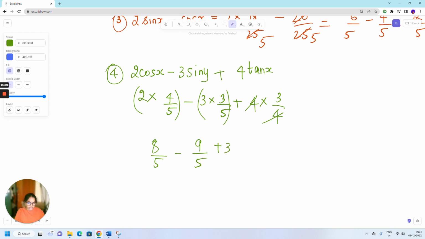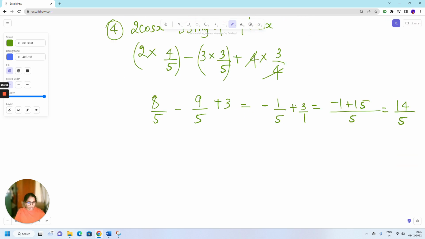Here the denominator is same, so let me directly write it as minus 1 divided by 5 plus 3. So this would be equal to, the LCM is 5. Let me cross multiply. I'll get minus 1 plus 5 3s are 15, which is equal to 14 divided by 5.